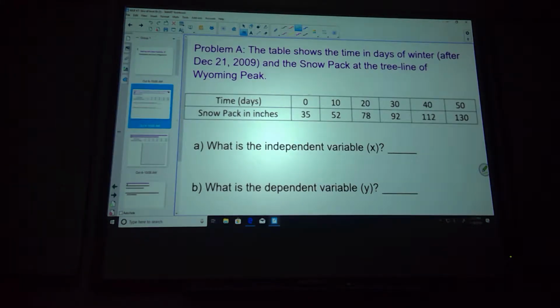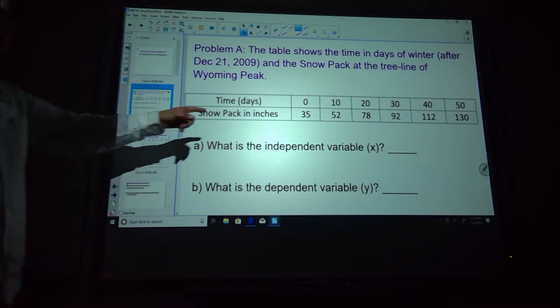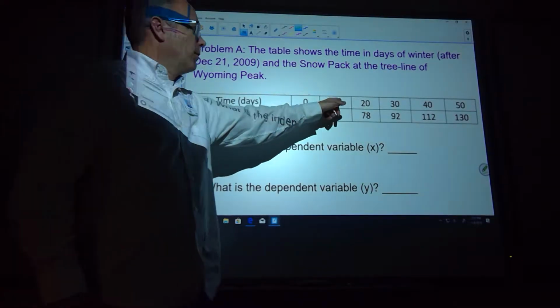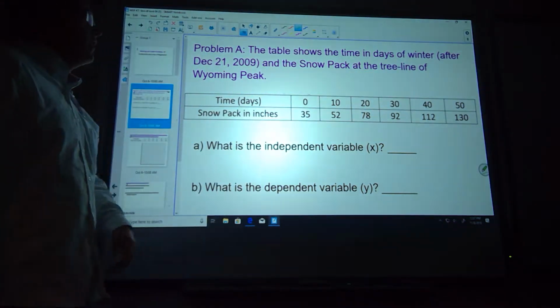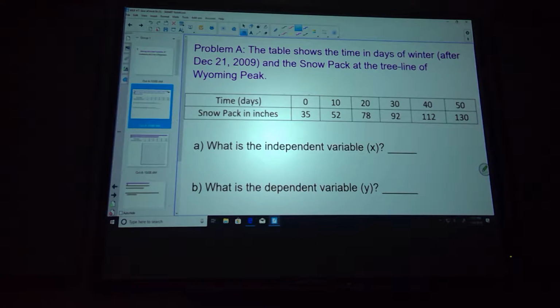So this talks about, we started at some day zero and then increments of 10 days, we have a certain snowpack. So it says the table shows the time in days of winter after December 21st. So this is December 21st, December 31st, and then keeps going, right? Because it's 10 days after. So that's when they started measuring.